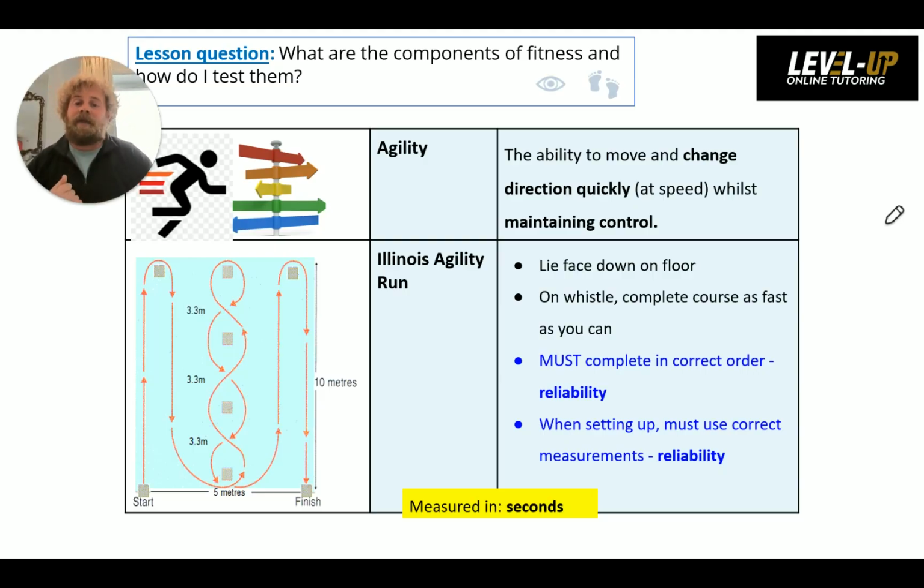In terms of reliability, this must be done in the correct order, and when setting up, it must be correctly measured. So we need to make sure that it's reliable in that way. The way we measure this test is in seconds.